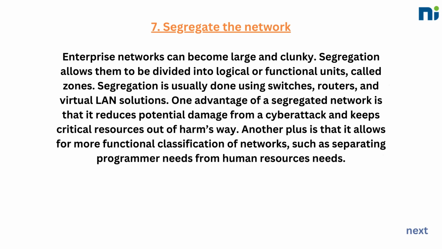Next. 7. Segregate the network. Enterprise networks can become large and clunky. Segregation allows them to be divided into logical or functional units, called zones. Segregation is usually done using switches, routers, and virtual LAN solutions. One advantage of a segregated network is that it reduces potential damage from a cyber attack and keeps critical resources out of harm's way. Another plus is that it allows for more functional classification of networks, such as separating programmer needs from human resources needs.